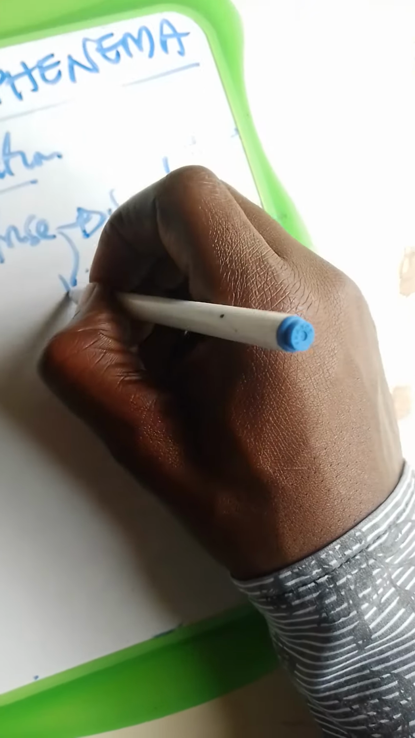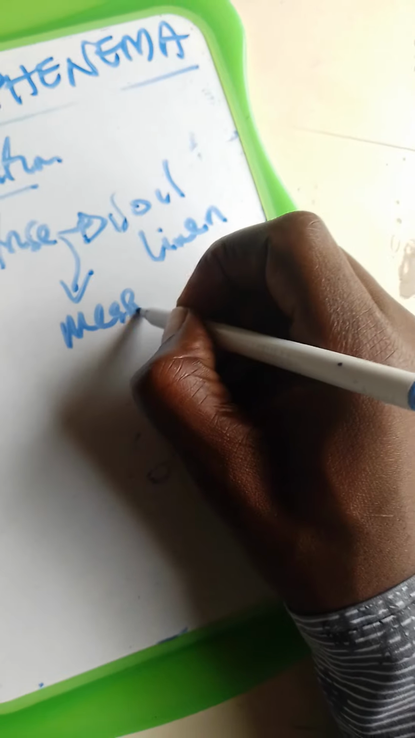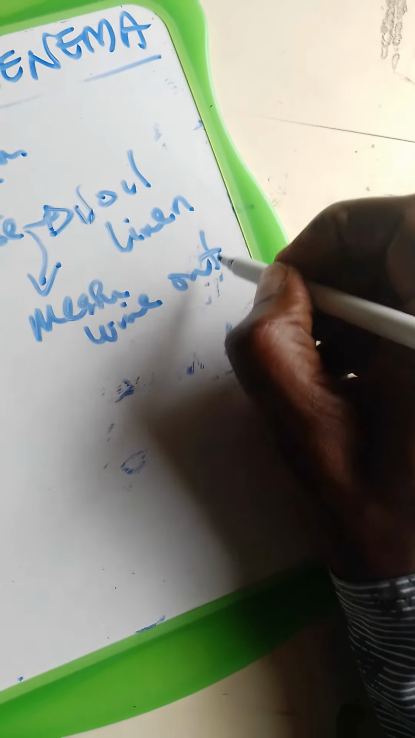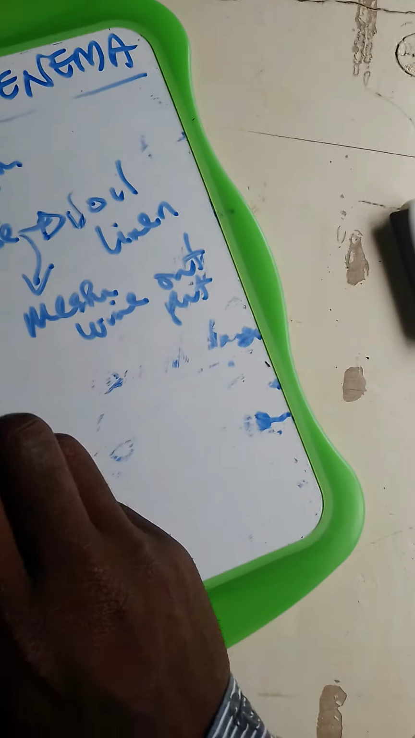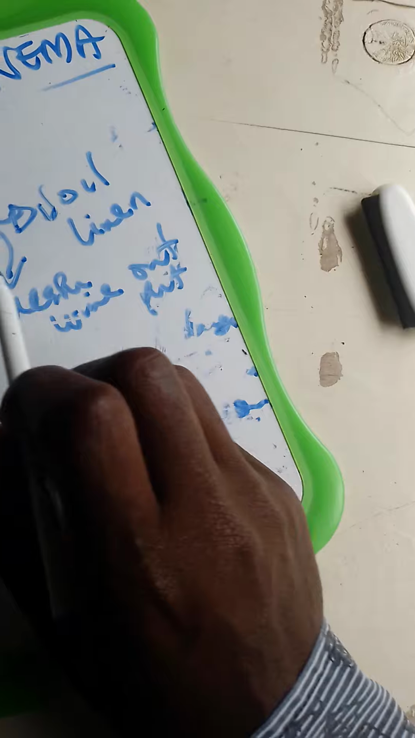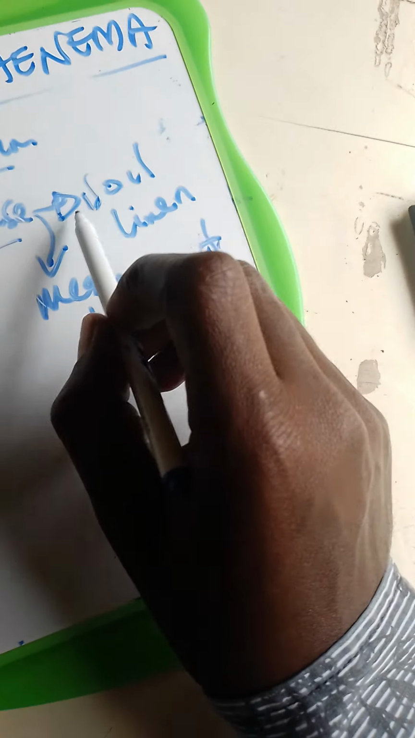Another reason is to measure urine output. So you can choose whichever one you want to write. I will catheterize the patient in order for me to measure urine output, or you catheterize the patient in order to prevent the patient from soiling the linen.